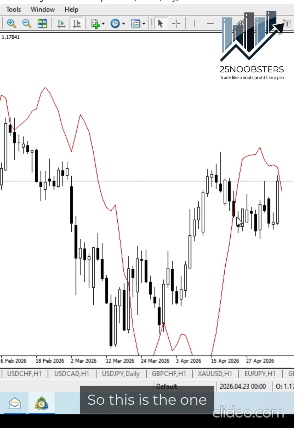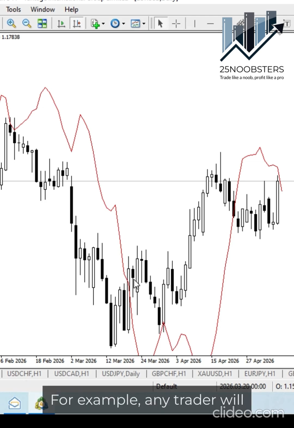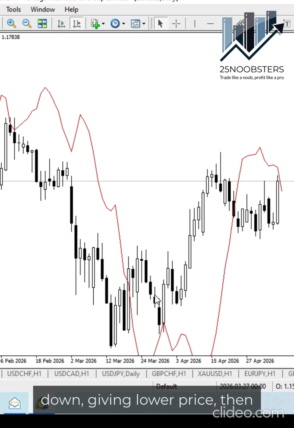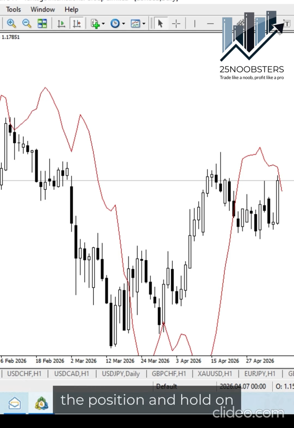So this is one way of holding on to the positions. Many people add further positions. For example, any trader will not simply hold on to a position after buying here. If the market goes down, giving a lower price, then of course traders would have opened more buy positions at better and lower prices, which may have given them better pips than the other positions which were open at the lower prices. So this is how this indicator is used to open the position and hold on to the positions.